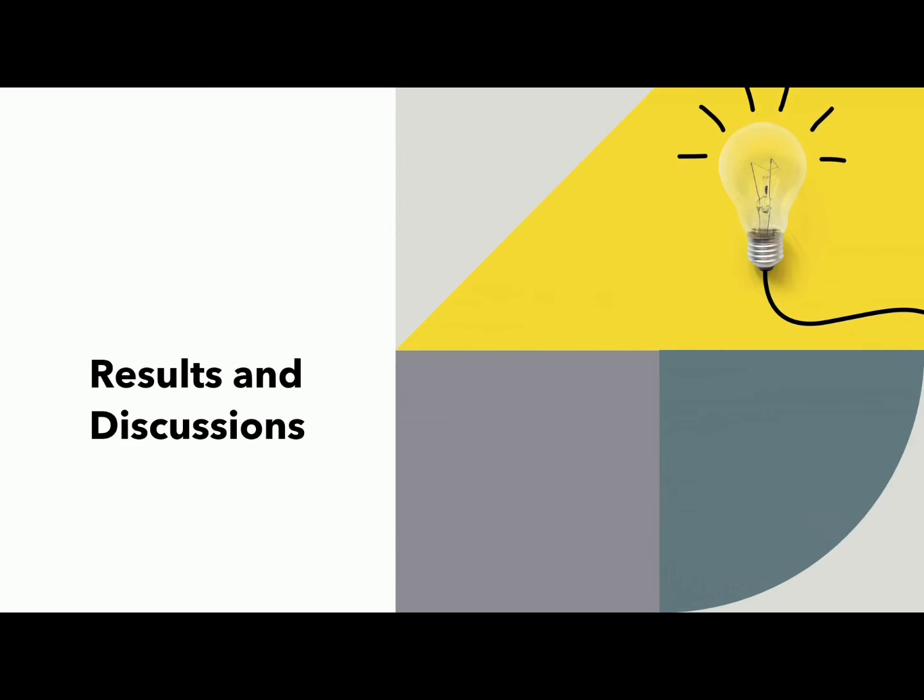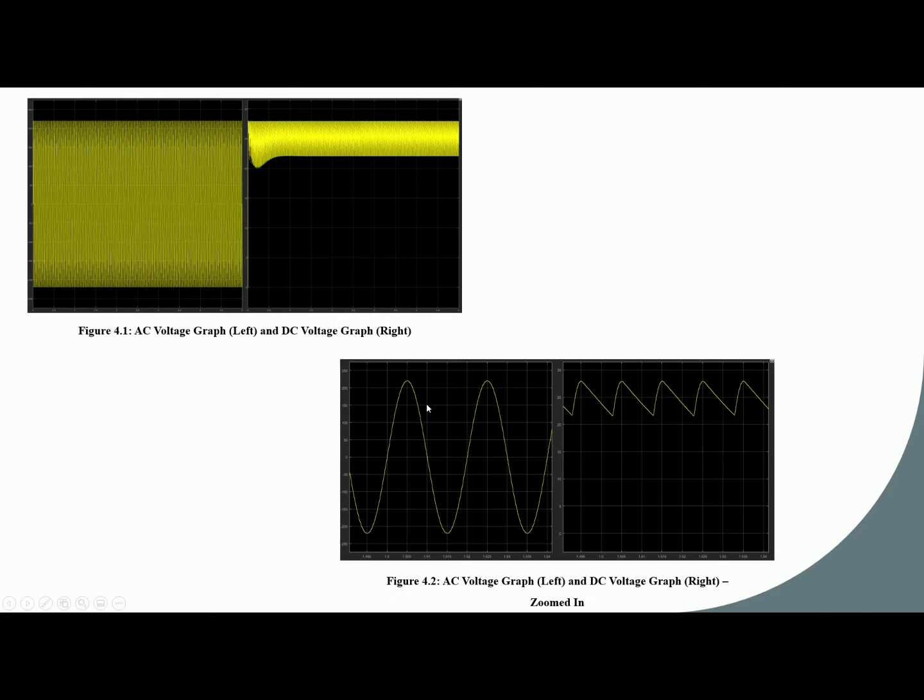Now I shall give a brief presentation on the results and discussions. Starting from the charging situation, this is the charging duration from figures 4.1 and 4.2. They are basically the same thing, only one is zoomed in and the other is more zoomed out. So we were able to deduce that the AC-DC converter of the laptop battery adapter is working as intended by analyzing the graphs in these figures.